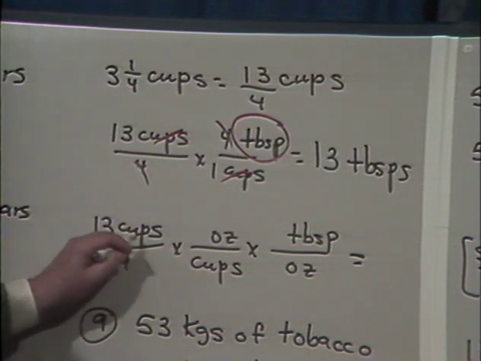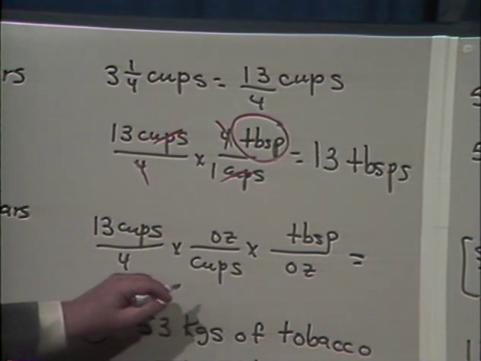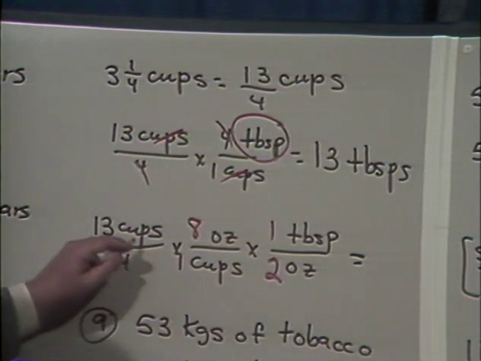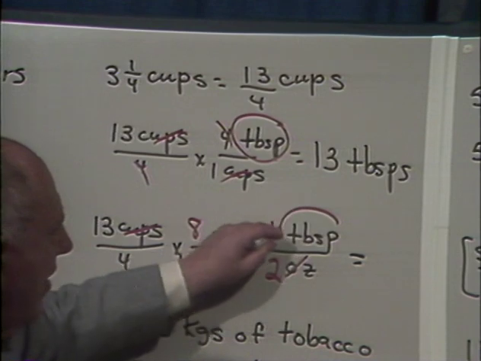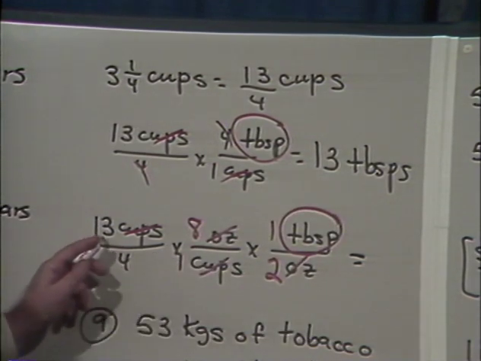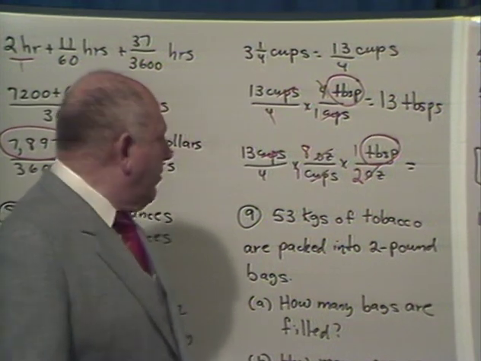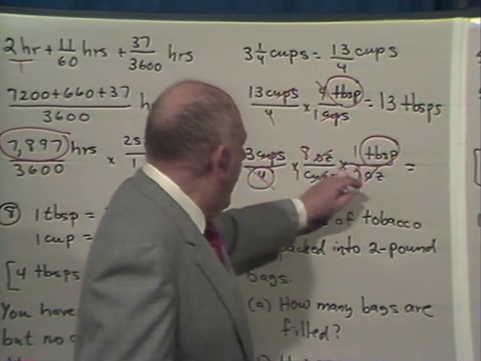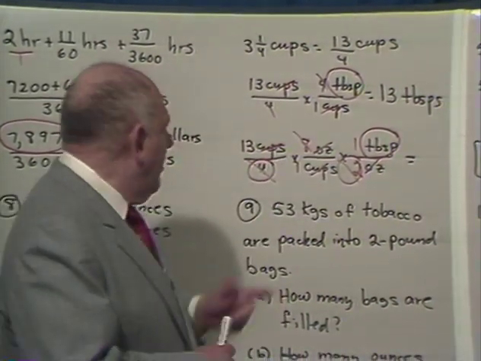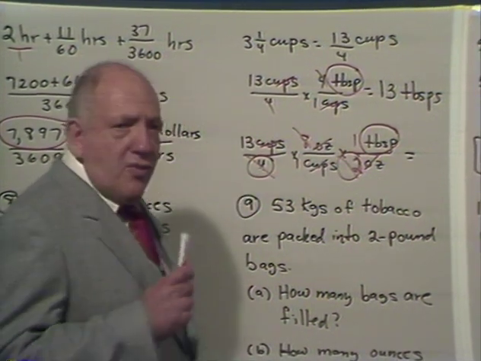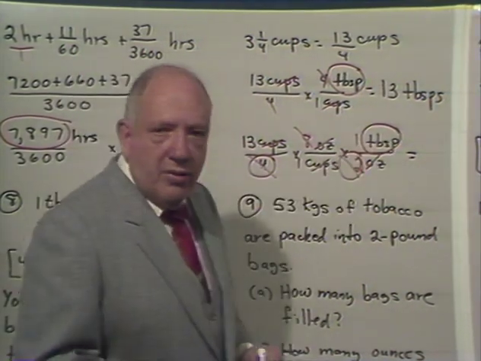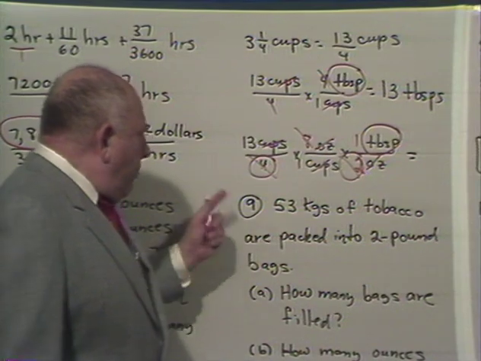You can say what? From cups, I can go to ounces. Why is that? Because 1 cup is 8 ounces. We're given that. And from ounces, I can go to tablespoons. Why is that? Because 2 ounces is 1 tablespoon. The cups cancel, the ounces cancel. I now have the right label. What happens over here? I can multiply numerators, multiply denominators, but in this particular case, I hope you recognize that 4 times 2 is 8, so the 8 in the numerator and the 8 in the denominator cancel, and the answer is what? 13. But that's the wrong answer. It has to have a label. 13 what? 13 tablespoons.